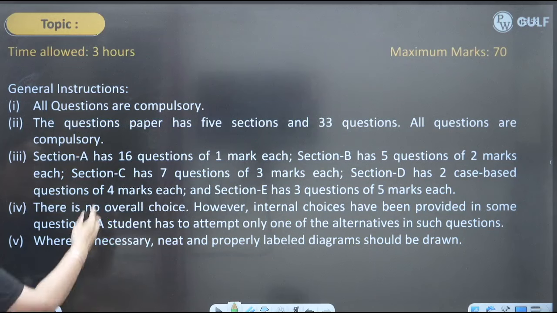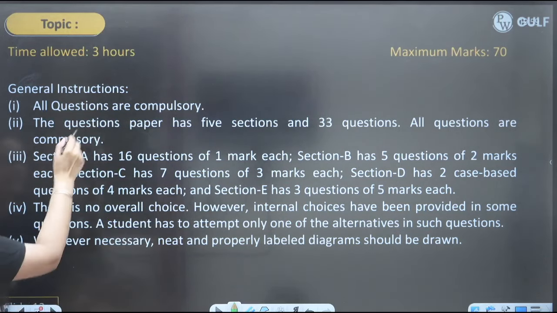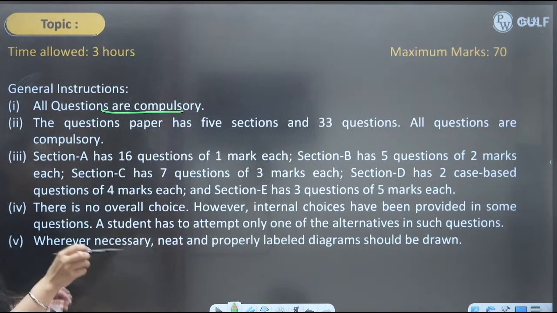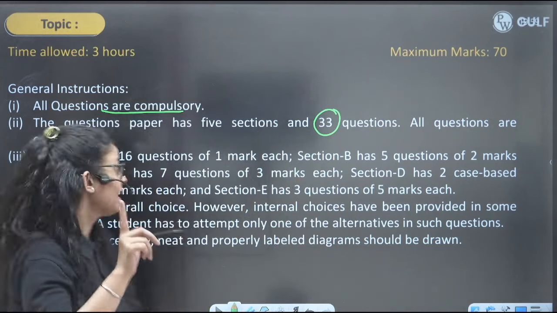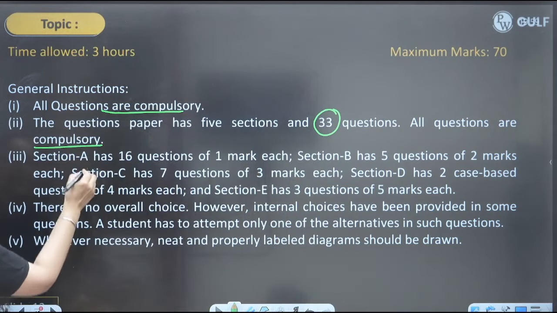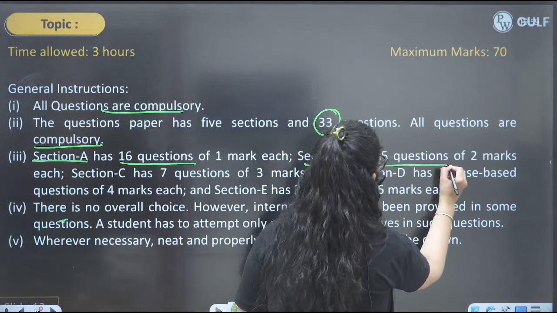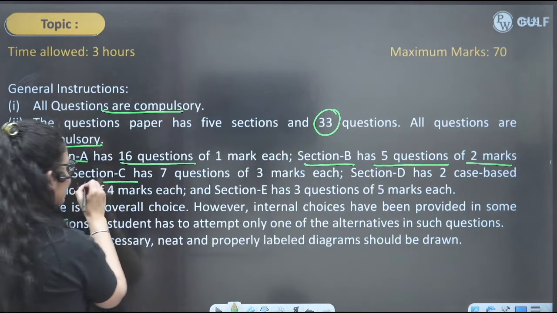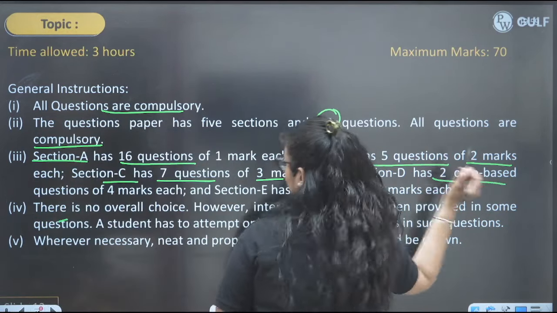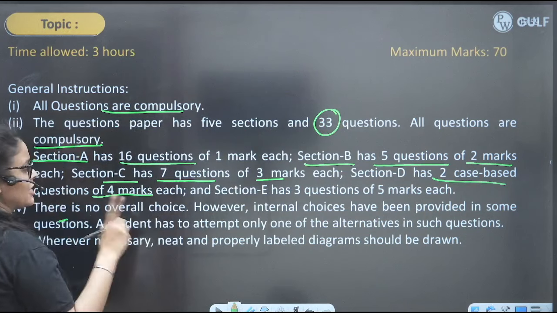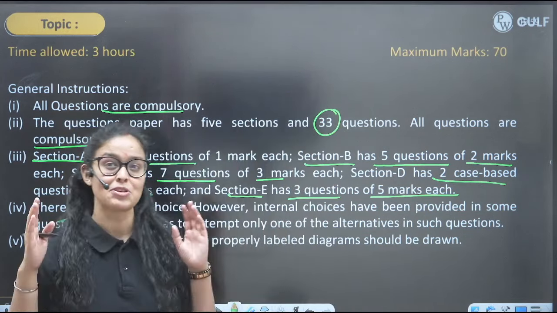In 3 hours, this is the general instruction given in your CBSE papers, right? All questions are compulsory. The paper has 5 sections and 33 questions, as you know. Section A has 16 questions of 1 mark each. Section B has 5 questions, 2 marks each. Section C has 7 questions, 3 marks each. Section D has 2 case-based study questions of 4 marks each, and Section E has 3 questions of 5 marks each. So I have given you the general instructions.